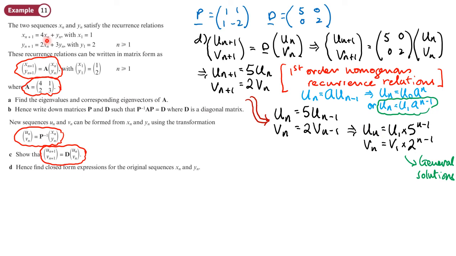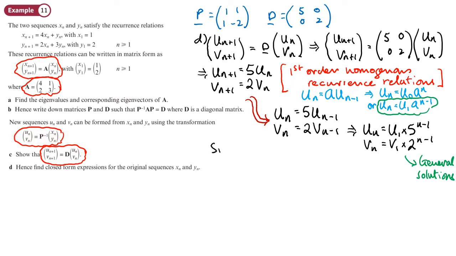We want general solutions in terms of x and y. That's where we can use this. This is the transformation that is going to change from uv to xy. But at the moment, what this is saying is, you start with xy, you multiply it by p inverse, and you get uv. We want to rearrange this to say, we start with uv, we apply some sort of matrix transformation, and we get xy.